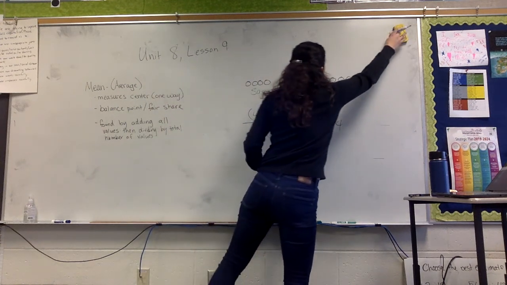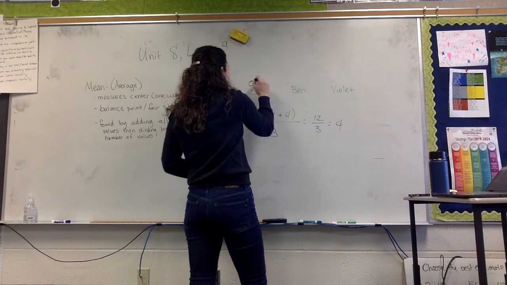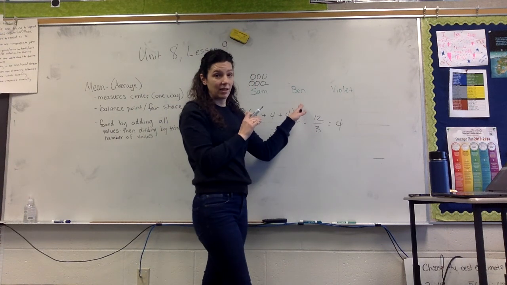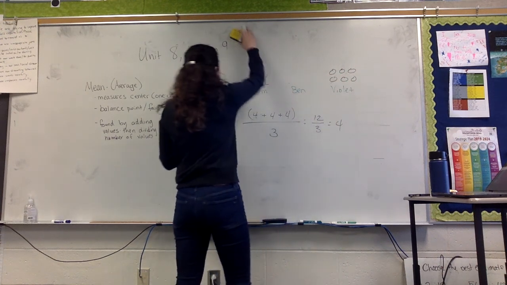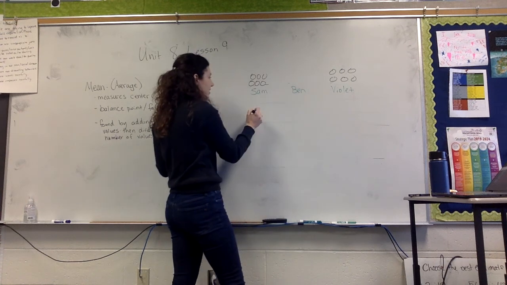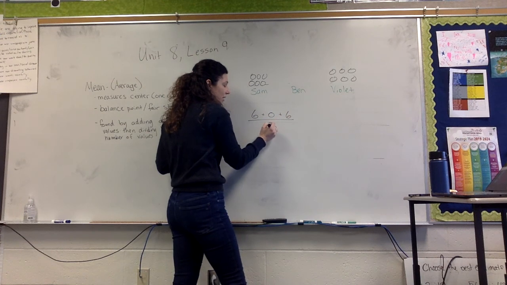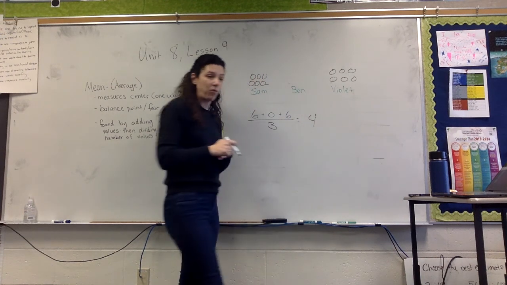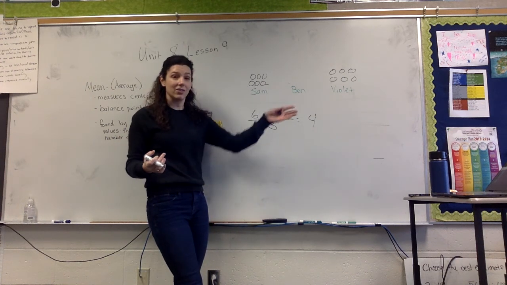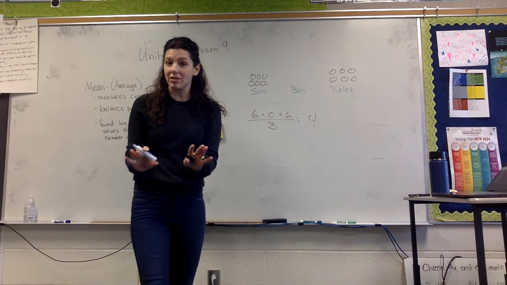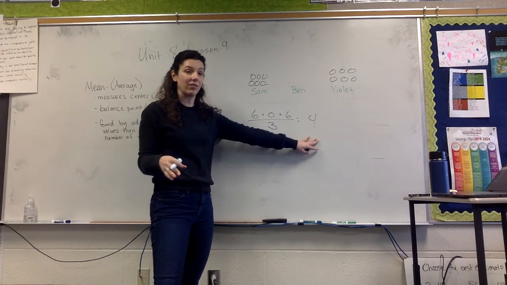But another way that I can do this is, let's say I give Sam 6 cookies and Ben doesn't get any cookies at all, and Violet gets 6 cookies, right? Now if I do that same thing, if I say Sam got 6, Ben got 0, Violet got 6, and I divide it by 3, my average is still 4. My mean is still 4. On average, I gave each of my kids 4. I didn't give them equal shares this time, but if I recombined everything and then split it up equally, they would still get 4 cookies apiece.